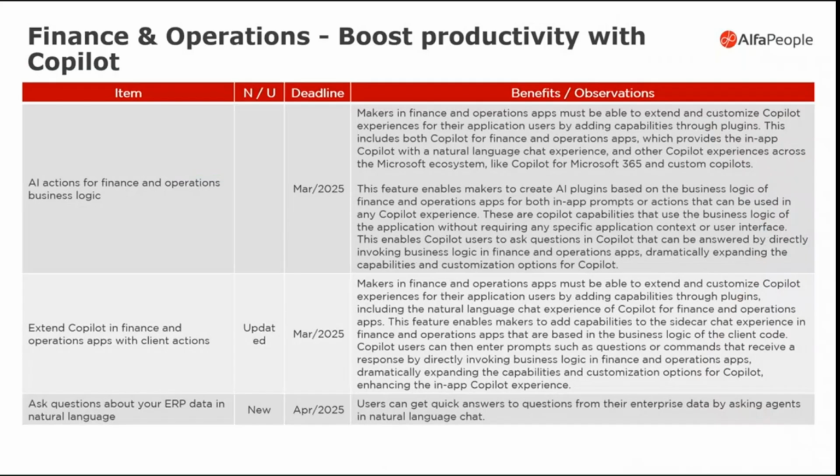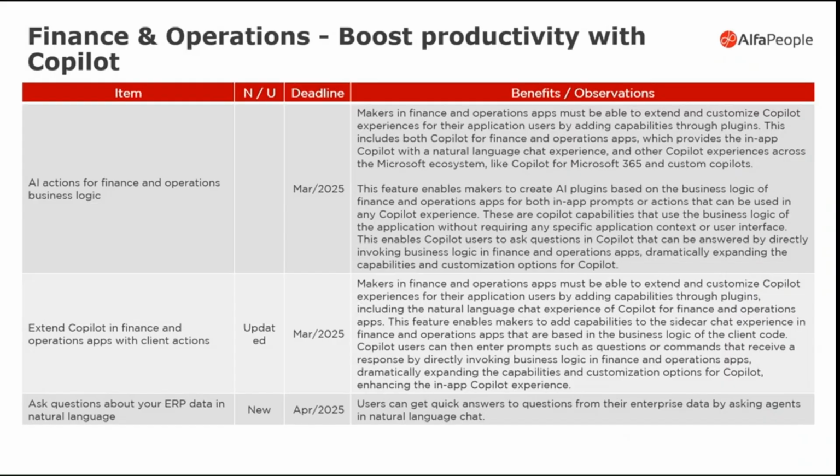The first one here, AI actions for finance and operations, business logic. So this next development is really exciting, especially for organizations looking to make Copilot even more relevant to the day-to-day operations. So we're talking about the ability to extend Copilot's capabilities in finance and operations by building custom plugins that tap into your business logic. That means instead of Copilot being limited to general insights, it can now work directly with your specific processes and data. And this isn't just for in-app use either. These AI actions can be surfaced across the Microsoft ecosystem, like in Copilot for Microsoft 365, or even in your own custom Copilot experiences.